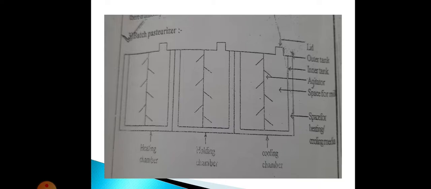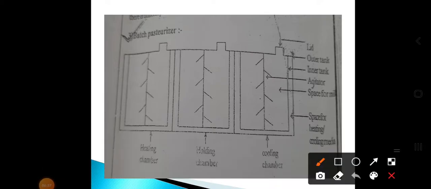So this is the batch pasteurizer, and in that, the first one is the heating chamber, and the second one is the holding chamber, and the third one is the cooling chamber. In that, the lid is there, and this is the outer tank, this is the inner tank, and these are the agitators, and this is the space for milk, and this one is the space for heating and cooling medium. Okay, so this is the batch pasteurizer.